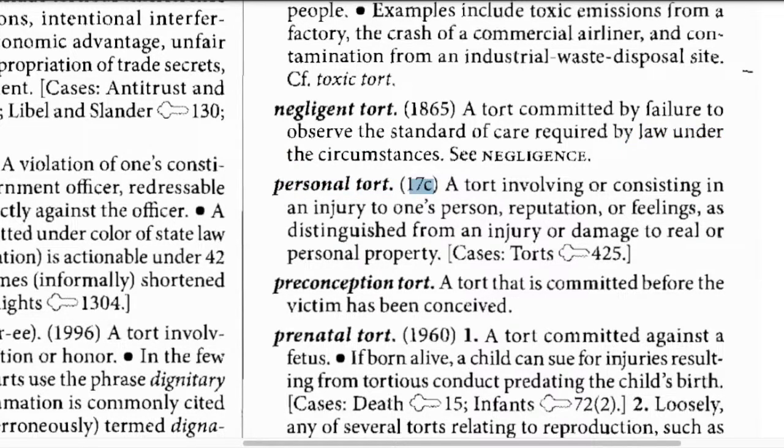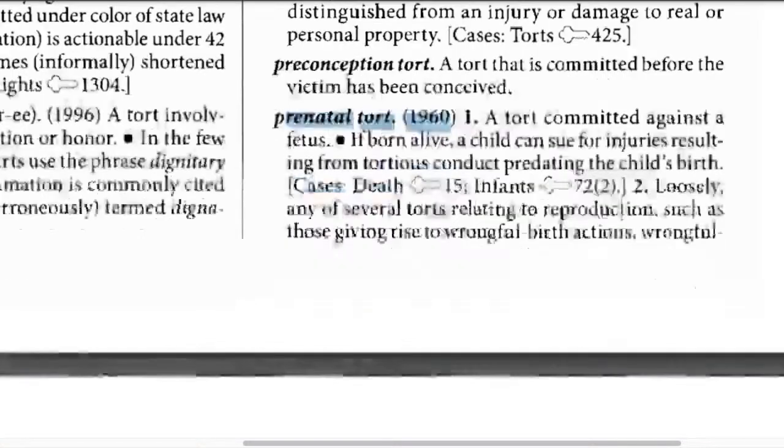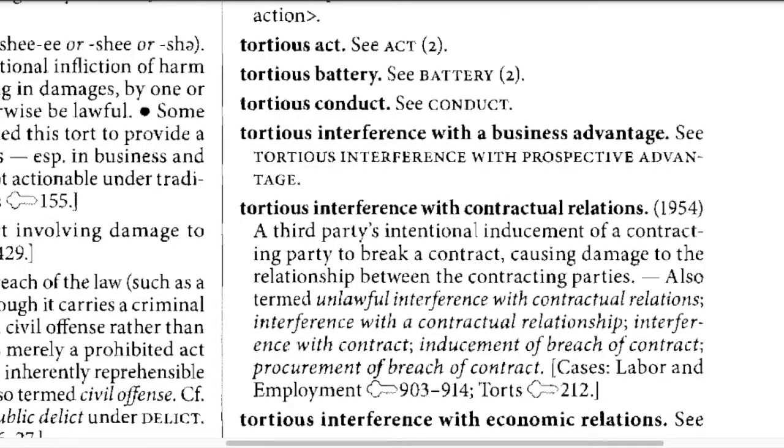Personal tort, 17th century, a tort involving or consisting in an injury to one's person, reputation, or feelings, as distinguished from an injury or damage to real or personal property. Interesting, from 17th century. How do you injure the feelings? Preconception tort. Tort that is committed before the victim has been conceived. Prenatal tort. Okay, so we're getting into the other stuff there that we don't get into here because that's on another topic.